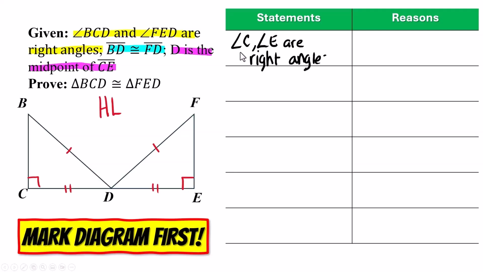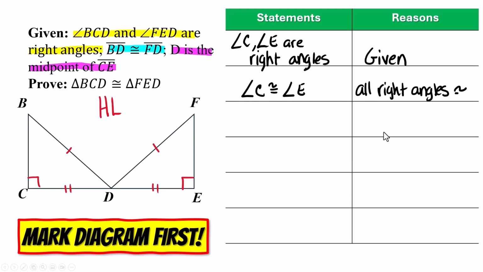So we got angle C and angle E are right angles. We know that because that was given. Angle C is congruent to angle E. Now I'm questioning why I thought I needed to put that in there. I don't think I need this line, but it's not wrong. All right angles are congruent. BD is congruent to FD. That was given. That is your hypotenuse right here, these guys.